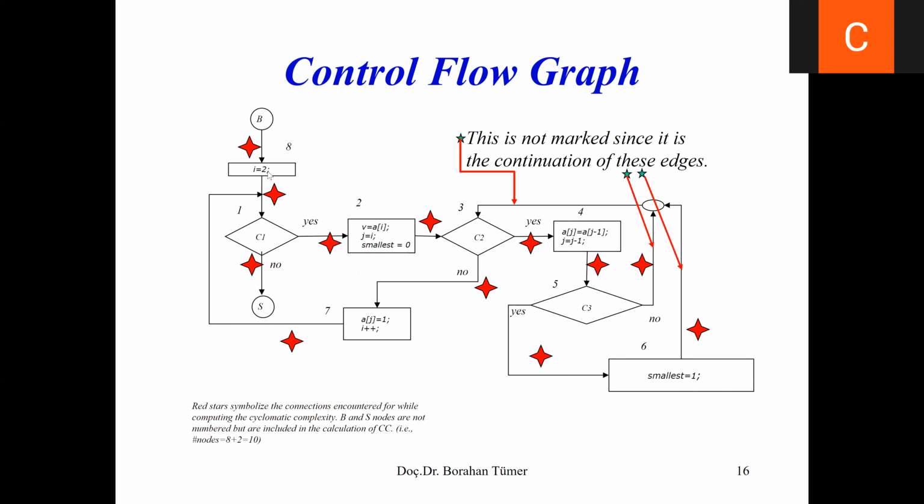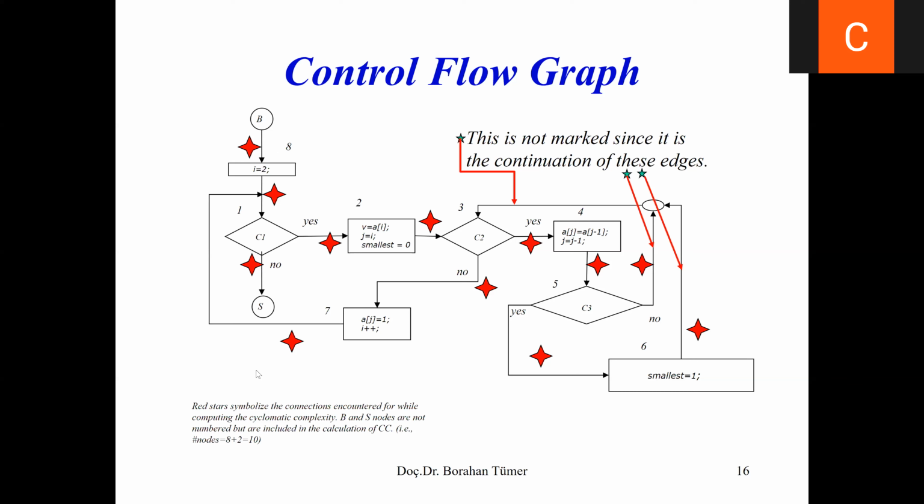Okay. Let's count it again. Let's start here: 1, 2, 3, 4, 5, 6, 7, and this is the final one, 8. And including the begin and end nodes, if we're going to include these 2 edges that lead us from begin and to the end node, then we're going to have 10 nodes, all right?